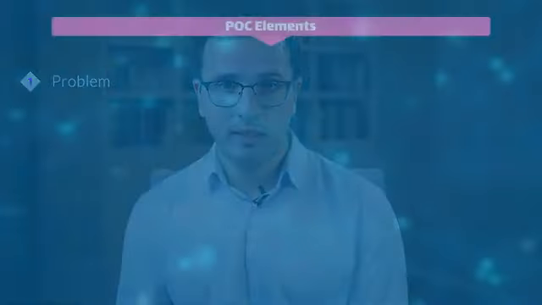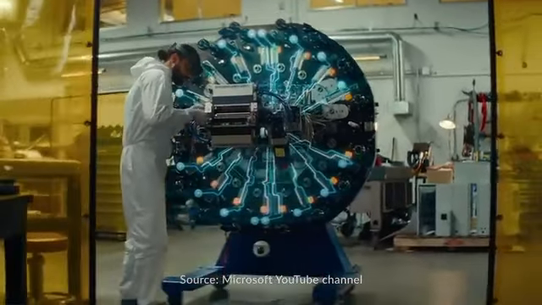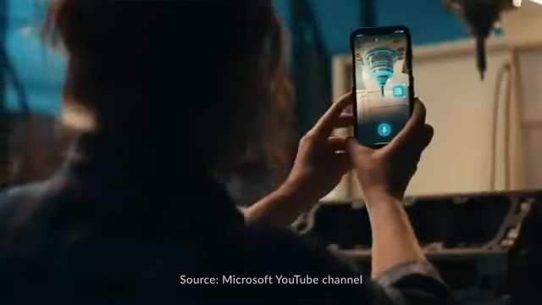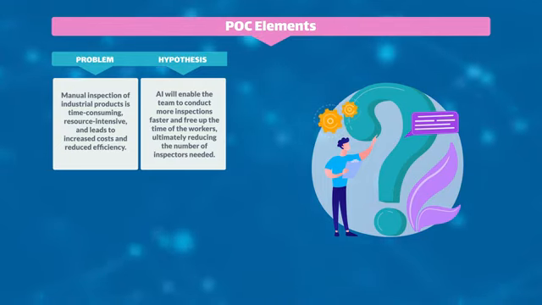Let's start with the problem, which should be a pain to solve or a value to bring. In this example, the problem is the manual inspection of industrial products, which is time-consuming, resource-intensive, and leads to increased costs and reduced efficiency. The hypothesis is how you think the POC will contribute to the solution. In this case, AI can help automate the inspection process by detecting defects in industrial products, leading to faster inspections and reduced inspection costs. The hypothesis is that AI will enable the team to conduct more inspections faster and free up the time of workers, ultimately reducing the number of inspectors needed.